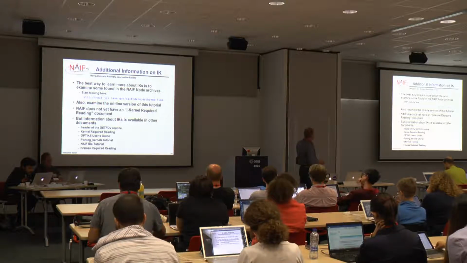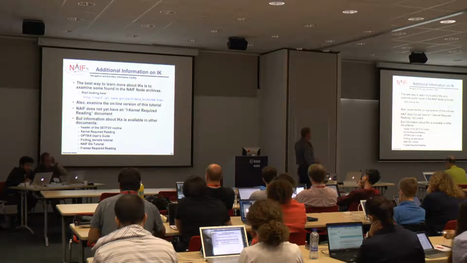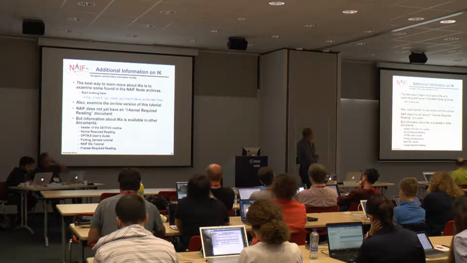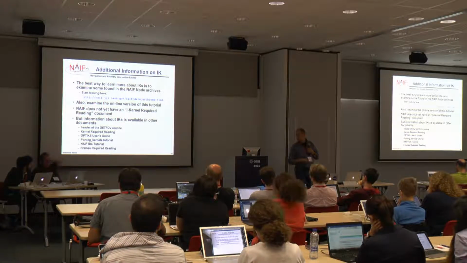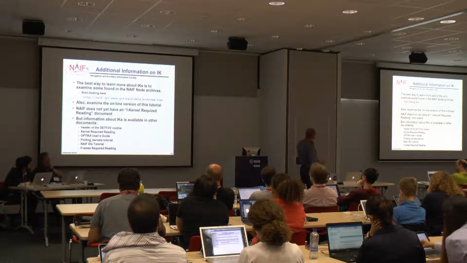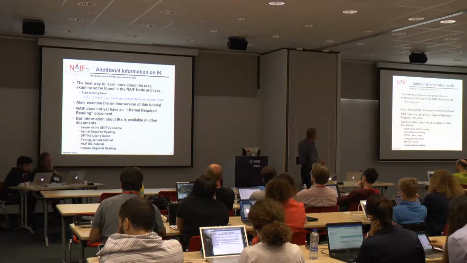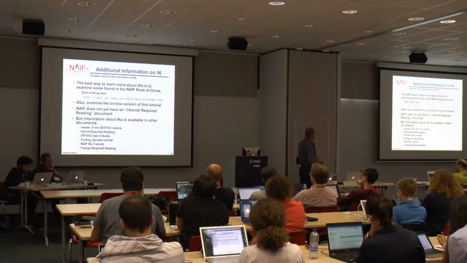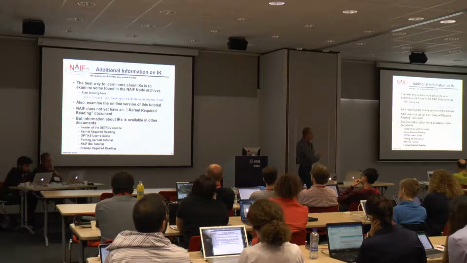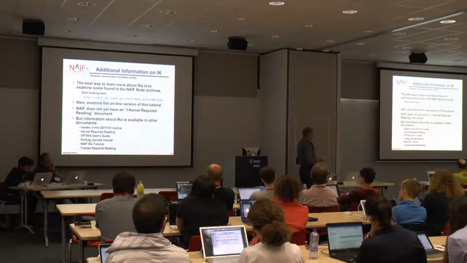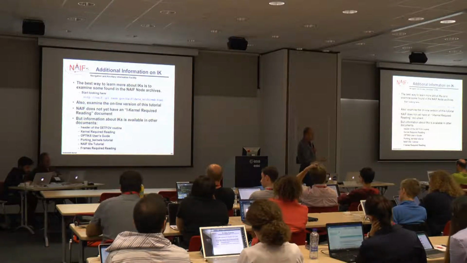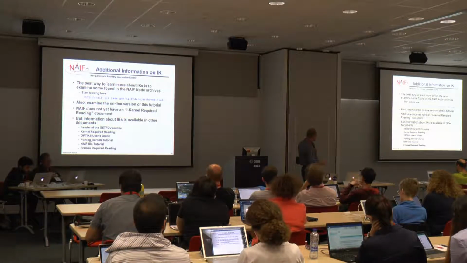Now, the best way to learn more about I-kernels is to actually examine some of the I-kernels found in the NAIF node archives, and on the ESA website for flight missions and for the archive as well. Here's the URL of our archive page. You can go to many missions and find I-kernels in the set of kernels provided in the data set and simply look at them. You can also look at the online version of this tutorial, which has more examples of fields of view, not just rectangular, but also circular, elliptical, and polygonal.